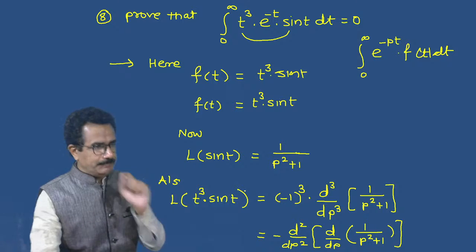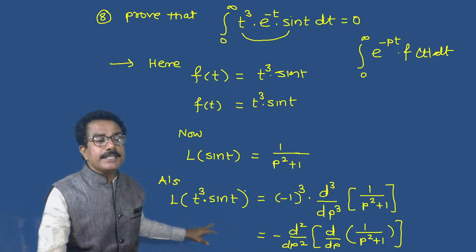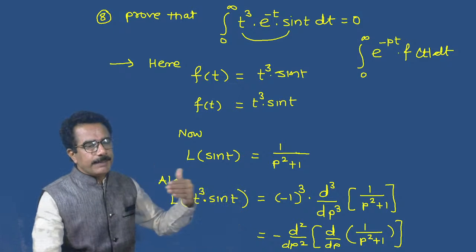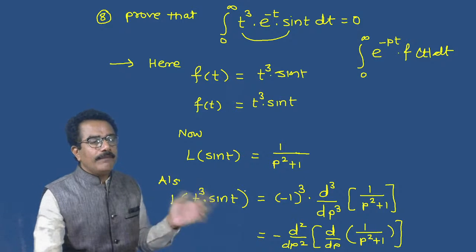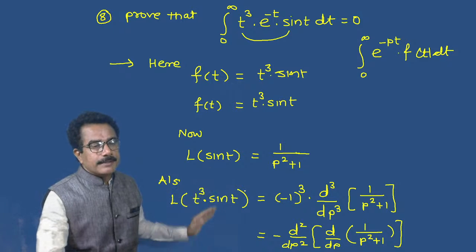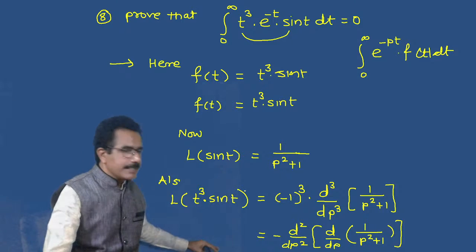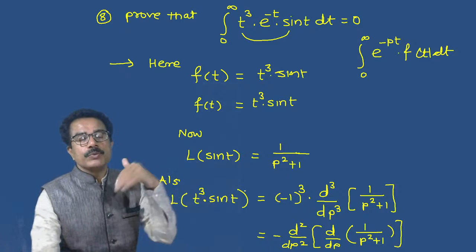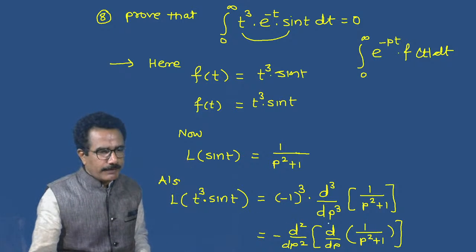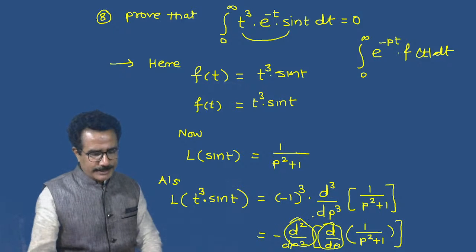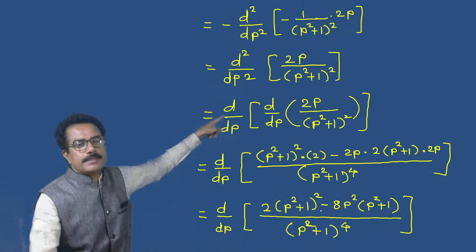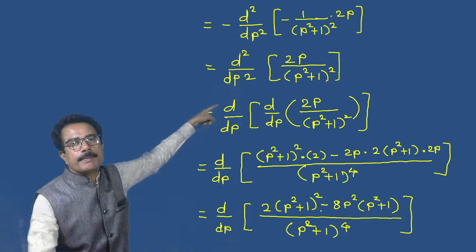For this purpose, we have to calculate the Laplace transformation of t raised to 3 sin t. In this case, n is equal to 3, therefore minus 1 raised to 3, d3 by dp cube of 1 upon p square plus 1, which is the Laplace transformation of sin t. Minus 1 cube is again minus, and we have to calculate the third order derivative. First, the first order derivative is 2p divided by p square plus 1 bracket square.